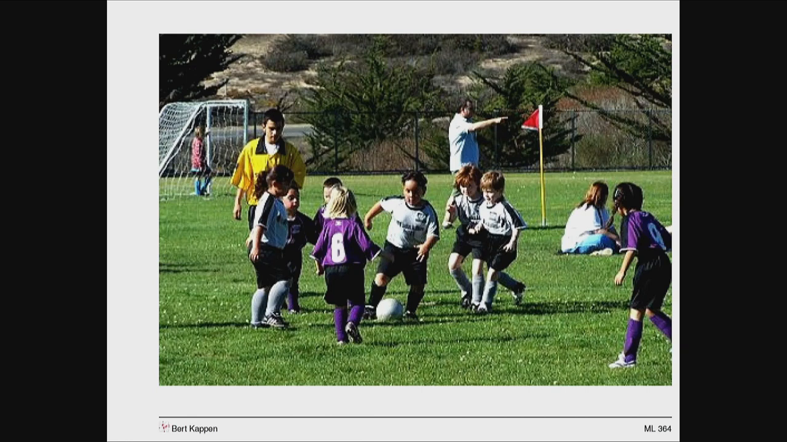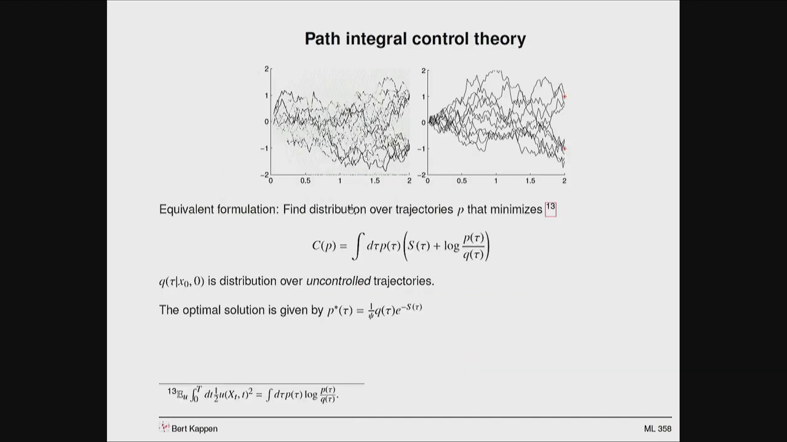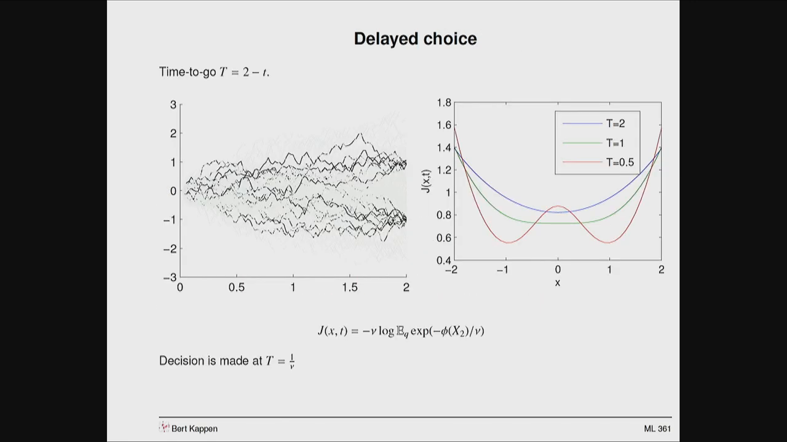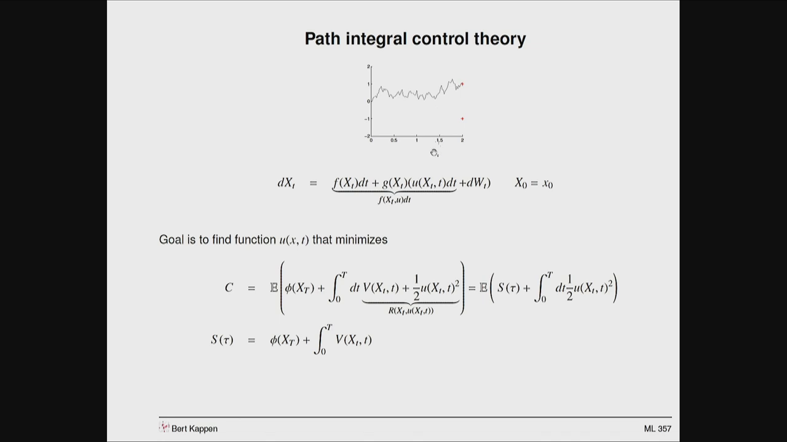In this case, the cost is. And this simulation is actually the same as this, and V is zero, and phi is just these two endpoints.